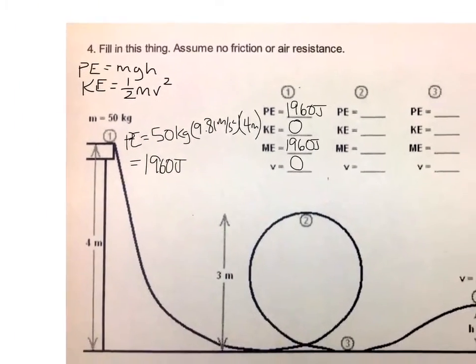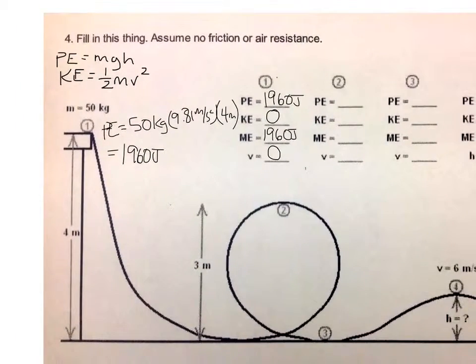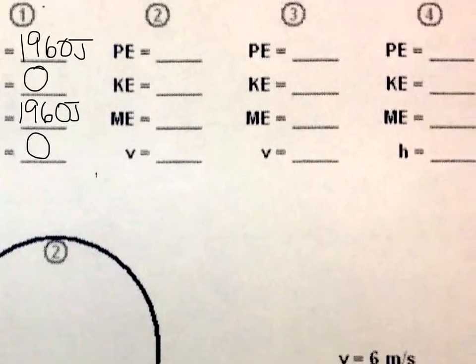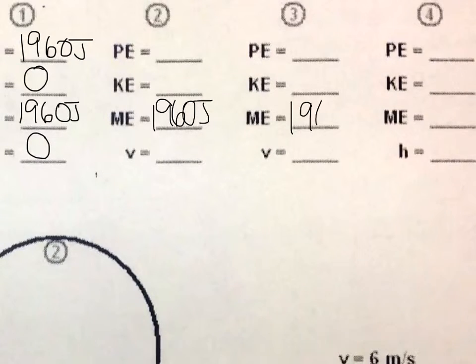The next step is again to realize the conservation law of energy tells us that the total mechanical energy here is constant across the board. So I'm going to start by just filling in all of my mechanical energies as 1,960 joules. That is the number that cannot increase or decrease without an outside force involved.